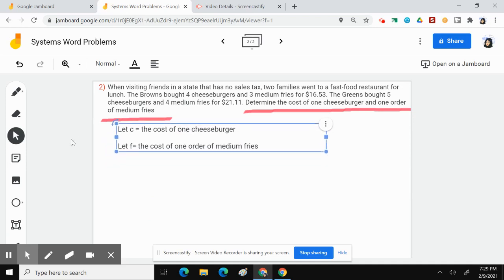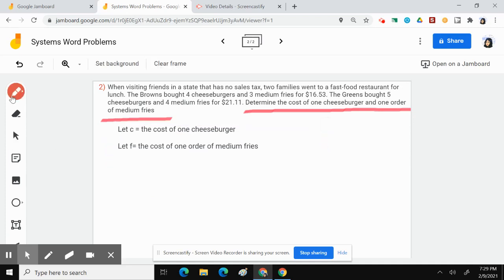Now, for this word problem, we're comparing two different families. We have what the Browns family bought. That was four cheeseburgers and three medium fries for $16.53. And then we have what the Greens family bought. That was five cheeseburgers and four medium fries for $21.11. So we're going to make one equation for the Browns and one equation for the Greens.